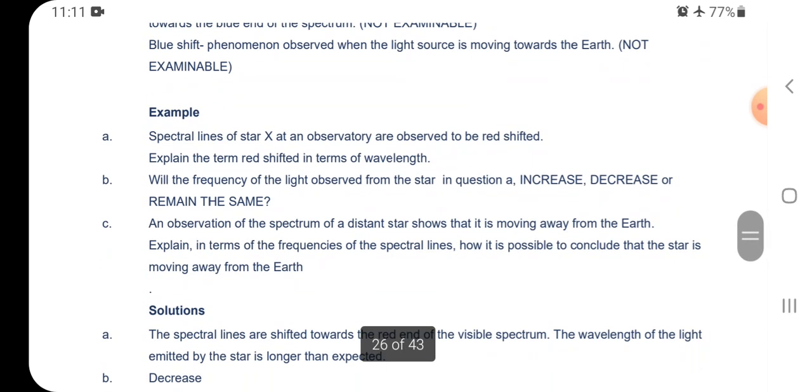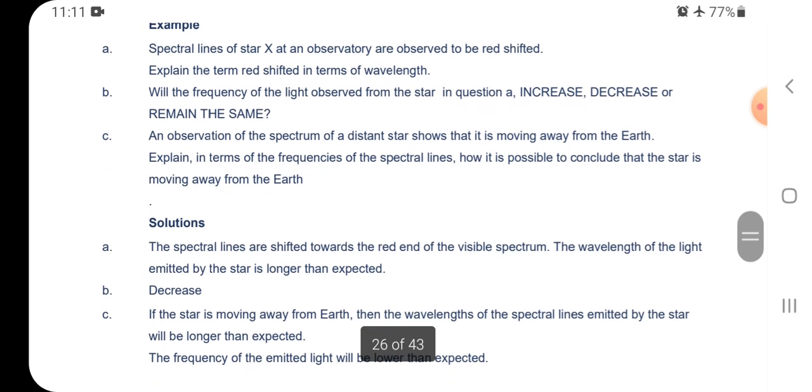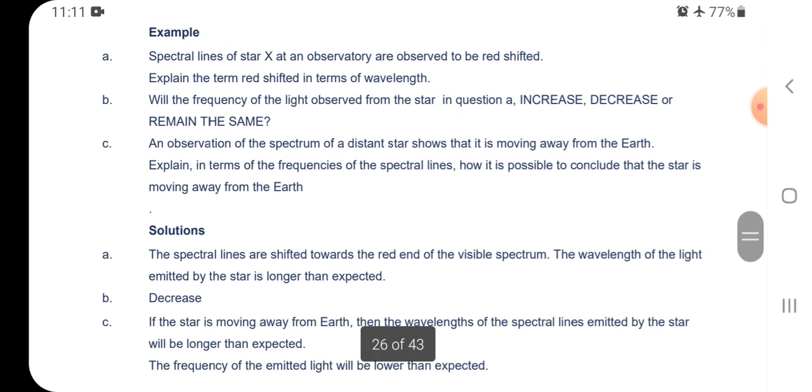And then here is an example that you can go through, and here are the answers with regards to that. I don't want this video to be long, so this is how you'll be tested on this part of the Doppler effect on light.